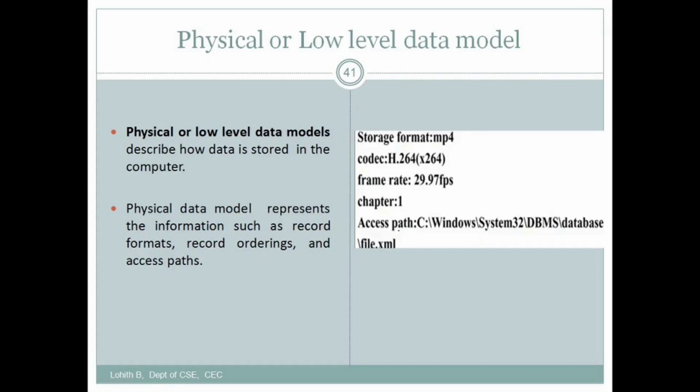The next model is the physical or low-level data model. This model describes how data is stored in the computer. It represents information such as record formats, record orderings, and the access path. For example, this is a representation of physical data storage. The storage format, we have the frame rate, we have chapter, we have access path. All these are representations of a physical data model. A common man may not understand the physical data model.